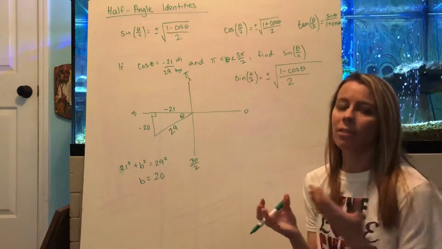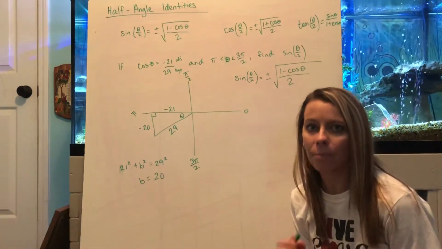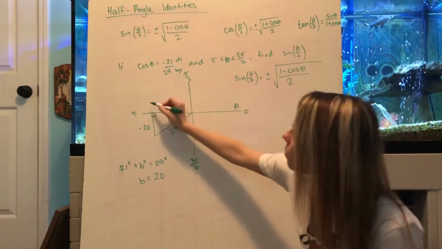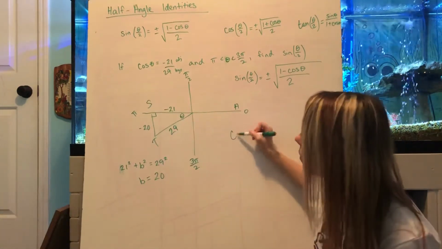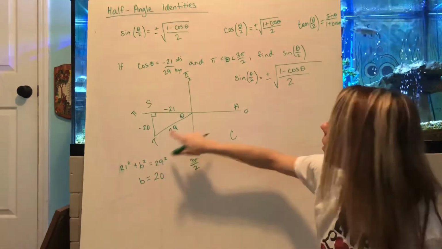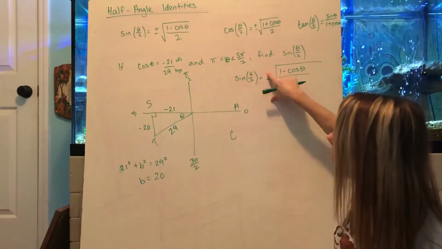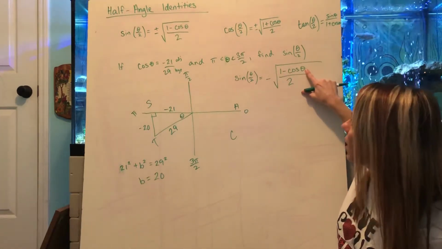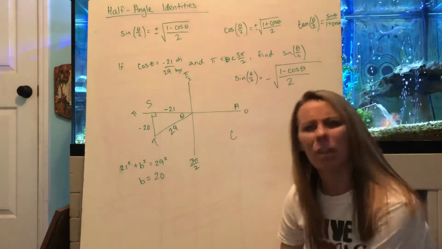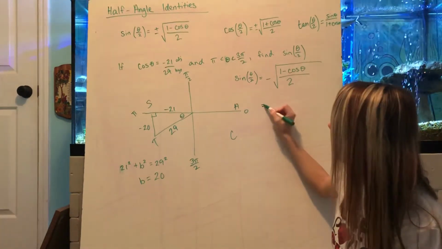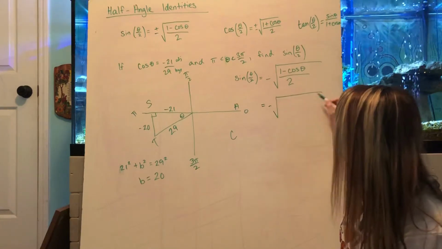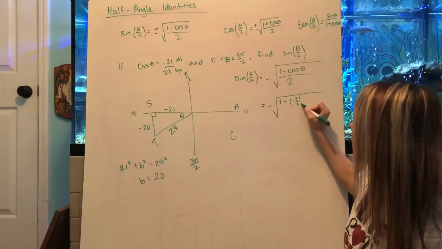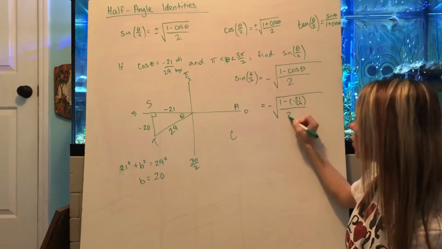First I have to figure out in that quadrant, is sine positive or negative? So all students take calculus, sine is negative here. So I'm going to go ahead and get rid of the positive sign. This quantity is going to be negative. So now I need to figure out cosine theta, which they gave me. All right, so negative square root of 1 minus negative 21 over 29, all over 2.